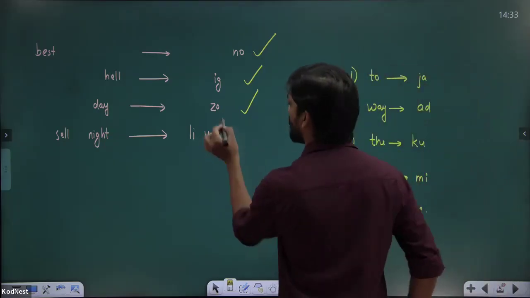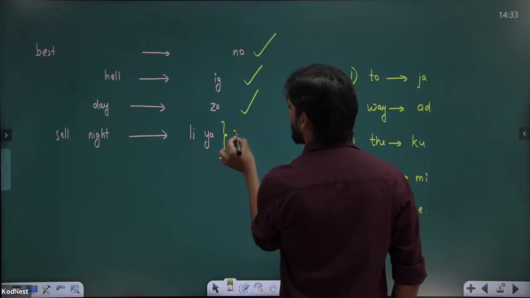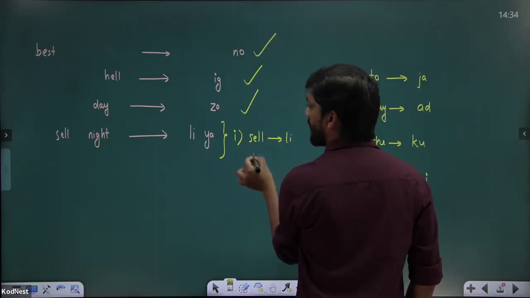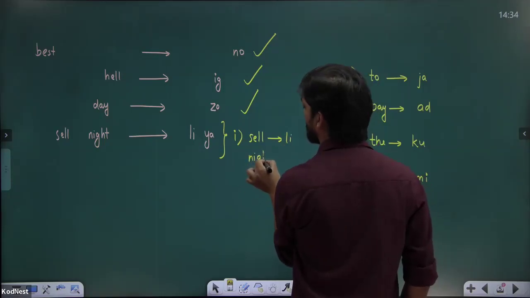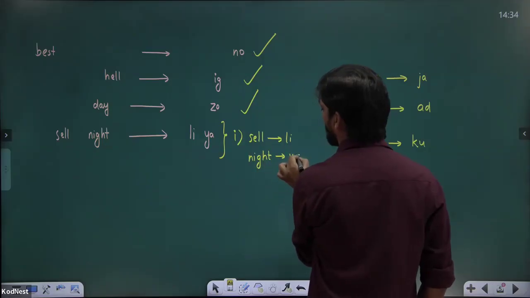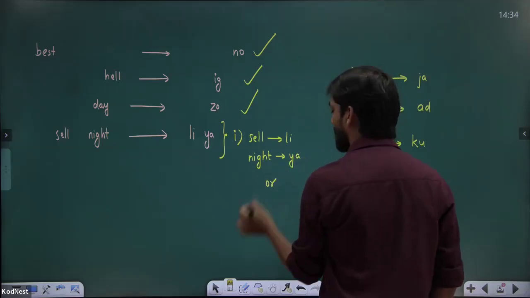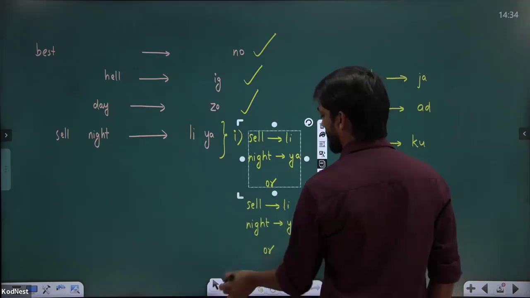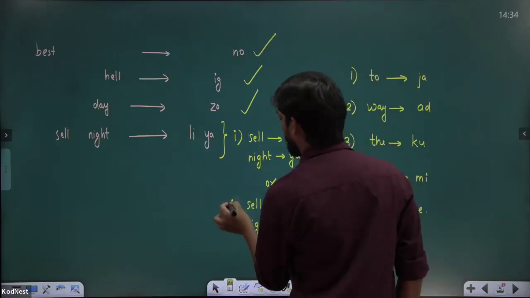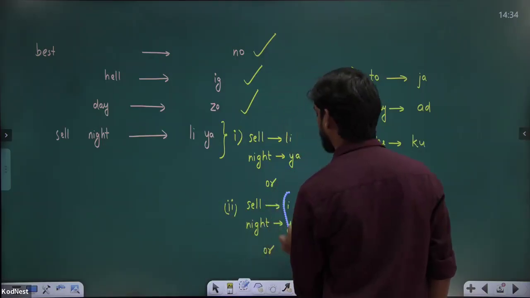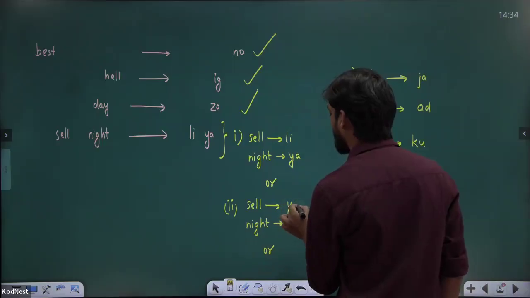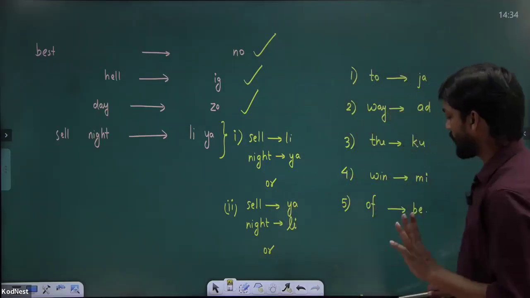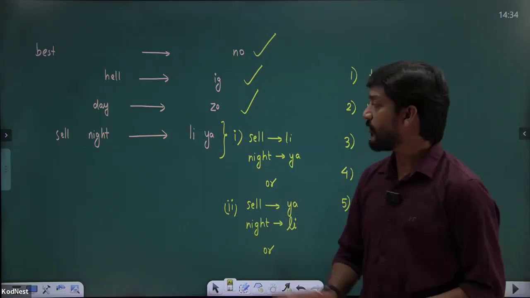So here there will be two possibilities. The first possibility will be if the translation of cell is LI, then translation of night will be YA. This is one possibility. Or the second possibility will be the translation of cell is YA and translation of night is LI. So two possibilities we can say, but we cannot say for sure.